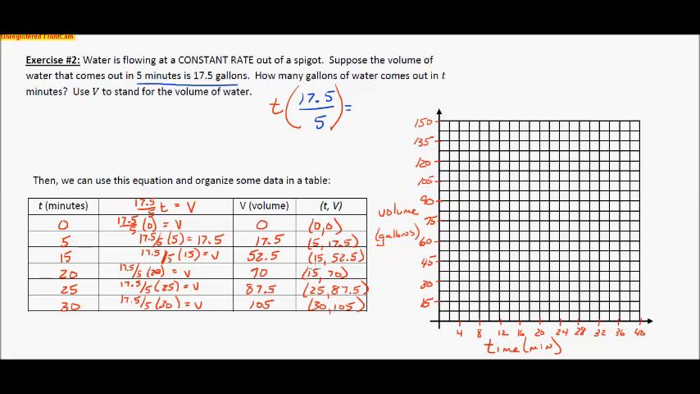Alright, so you can see that I did some work here. When I paused my video, I plugged in a 5, a 15, a 20, etc. into the equation every time. And I got the answer for volume, and this gives me all of these points here.